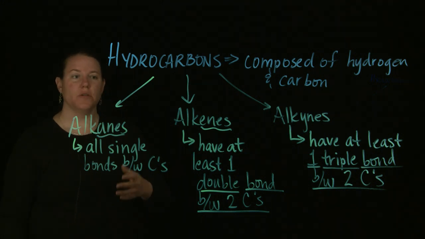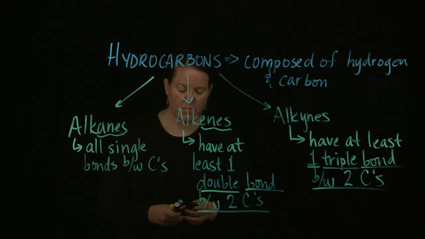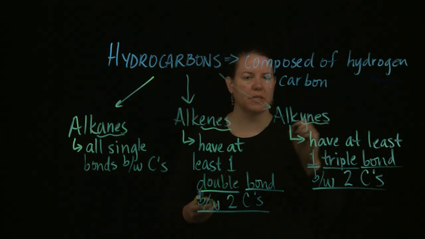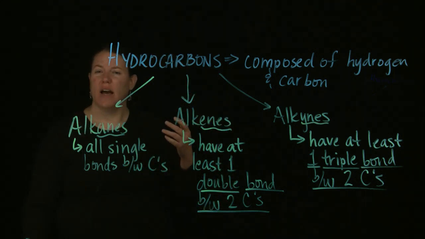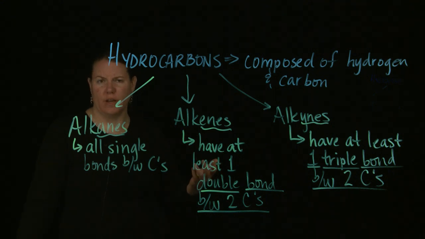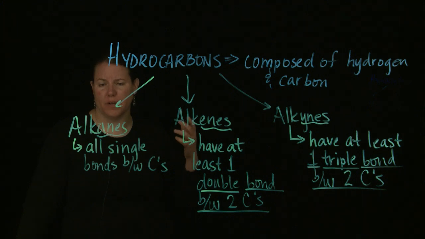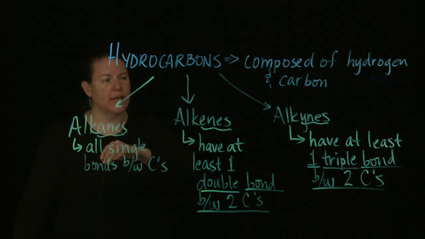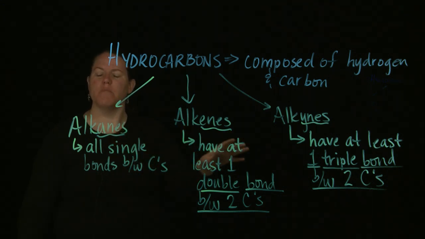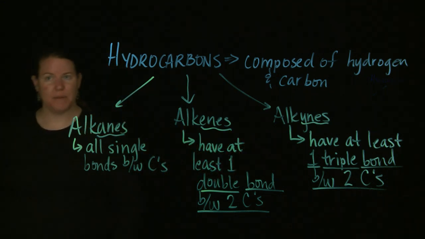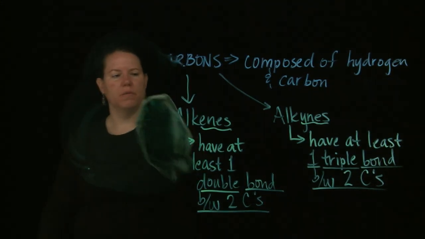Okay? Now, in terms of the way these look and the way that they're named, we tend to have some stems that we use. Stems meaning how many carbons are in a chain. And then we add an ending that is indicative of how those carbons are bonded to one another. So in this case, we have anes, enes, and ines. The anes, enes, and ines are the important part, which is why I've underlined them. Okay, so keep that in your memory while we go on to the next step, which is naming them.